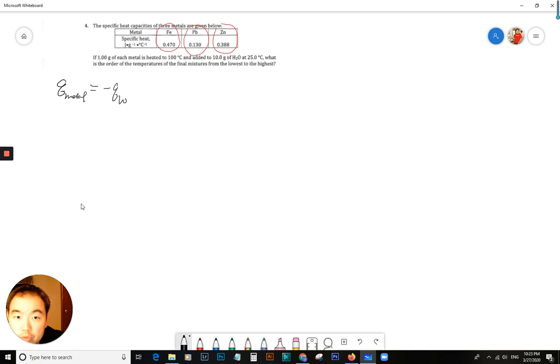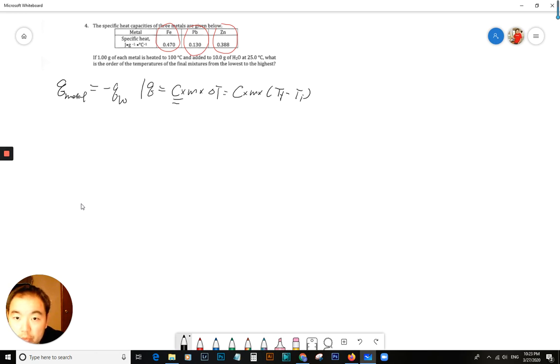We know Q is equal to C times M times delta T, which is C times M times the final temperature minus the initial temperature. The C here is the specific heat. The M here is the mass of either the metal or the water. And the change of temperature is the final temperature minus the initial temperature.